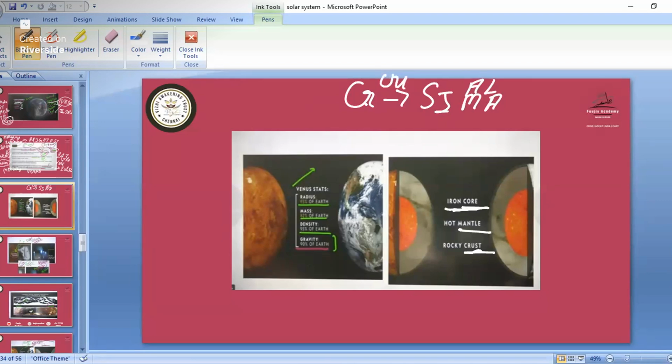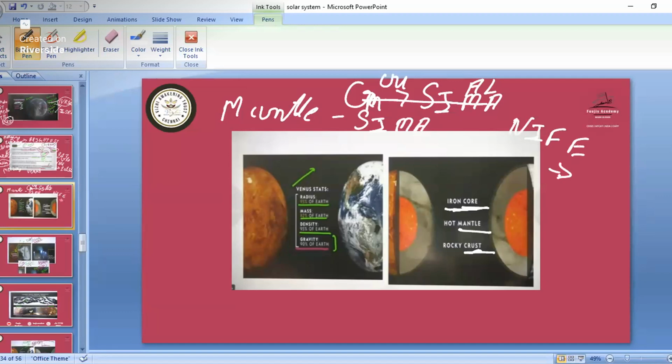Then we have the mantle, which is sima, silicon and magnesium. Then inside the core we have nife, nickel and ferrous. That iron is present inside the Earth, and even in the center of the core of Venus we have the presence of iron. So this is also one of the reasons for Venus to be known as Earth's twin. Then we have a hot mantle and a rocky crust.